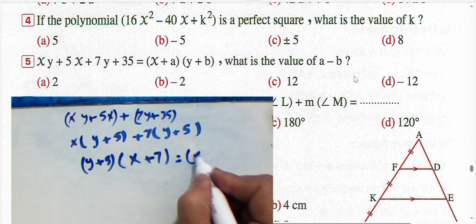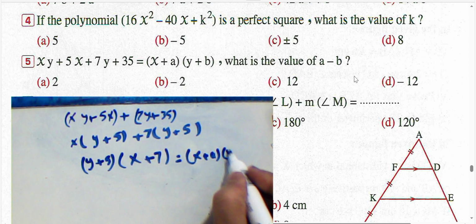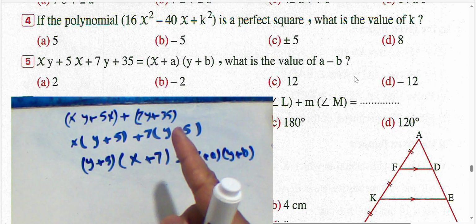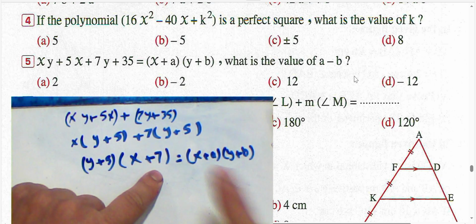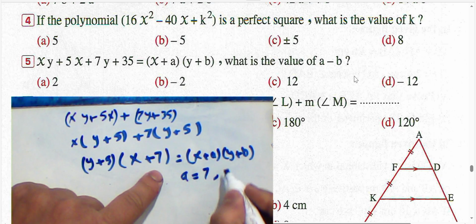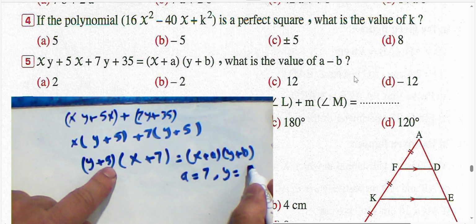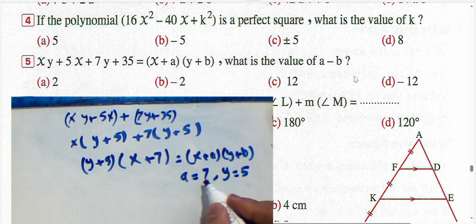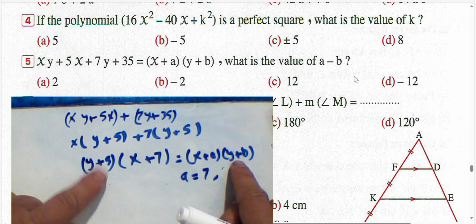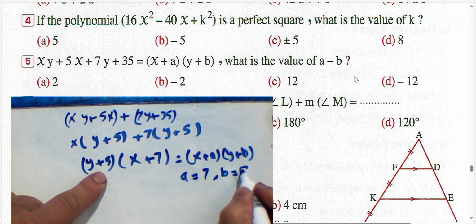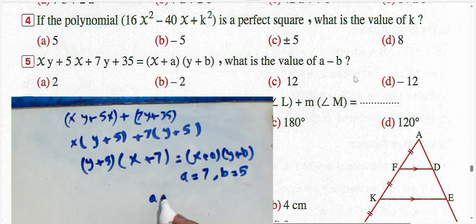He gives me x plus a times y plus b. He gives me this information from the example up here. Okay, you can compare. Look here, x plus a and there x plus 7. Then a equals 7, and y plus b here y plus 5, then b equals 5. Comparing y plus b equal y plus 5, then b equal 5. At last, the value of a minus b equal a is 7 minus 5 equal 2. The result will be 2.